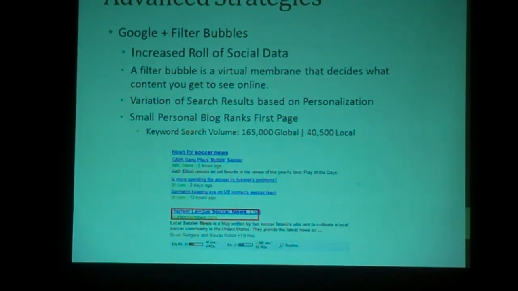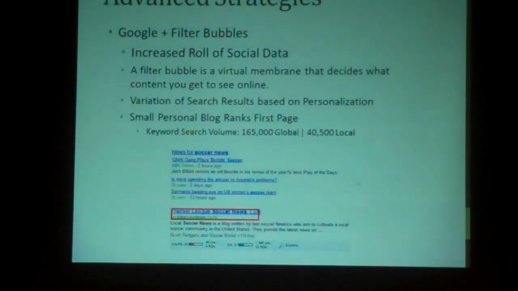And then Sarab +1'd it. And you can see it down at the bottom. So if I just am in my own search, I can type in soccer news in Google search, which that keyword has a search volume of 165,000 globally and 40,500 locally. But yet it still showed up on my first page solely because somebody +1'd it. So I mean that's pretty huge.